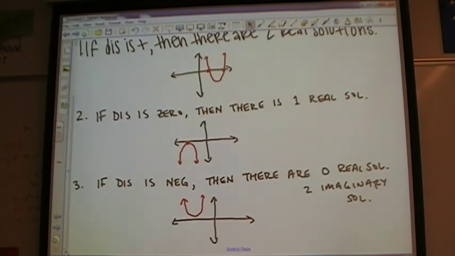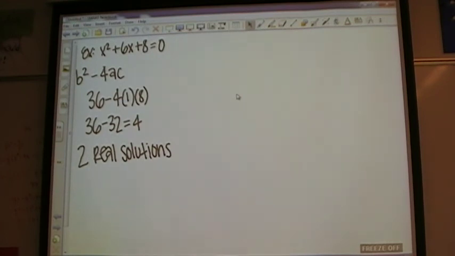Alright, I can come back to this, but let me go ahead and go over the last example. And the last example tells you to calculate the discriminant and determine the number of solutions. Alright, so if we have x squared plus 6x plus 8 equals 0, again it has to be in standard form in order to use the discriminant. B squared minus 4AC ends up being 36 minus 4 times 1 times 8, so it comes out to be 4, which tells you there are 2 real solutions.